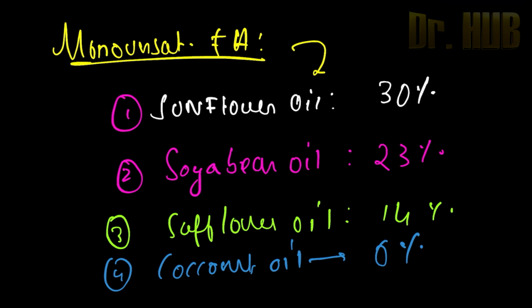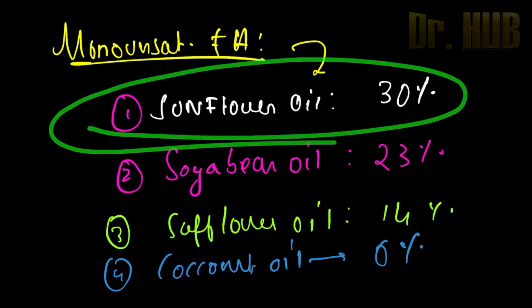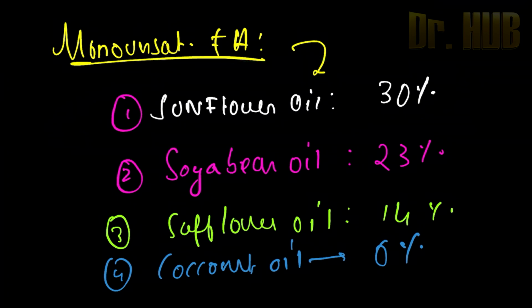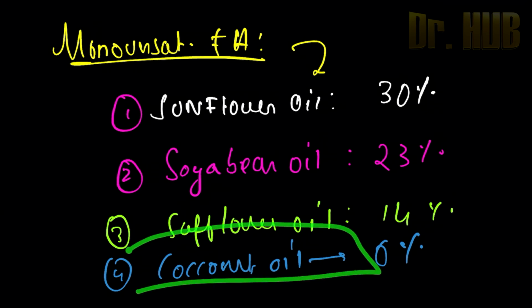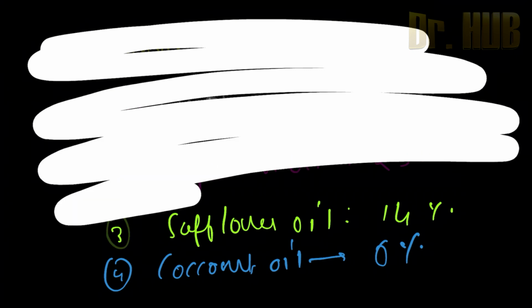So the most important in the monounsaturated fatty acids will be the sunflower oil, which amounts to about 30%, and in saturated fatty acids it was the coconut oil, which was about 92%. Now let's move on to the polyunsaturated fatty acids.